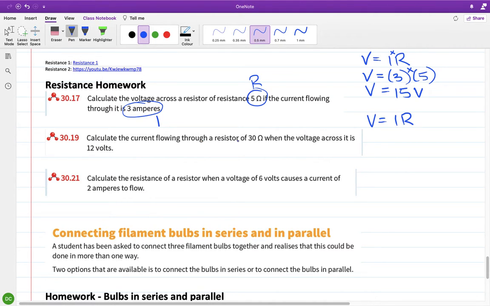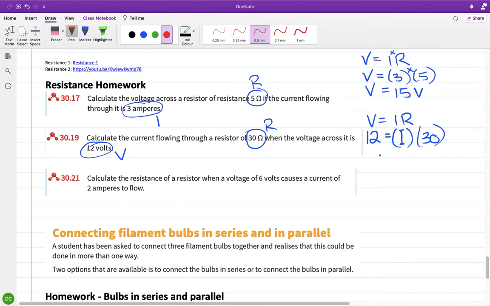Second one, I'm going to start with my formula again. Calculate the current flowing through a resistor of 30 ohms, so that's a resistance, when the voltage across it is 12 volts, which is a voltage. Again, fill in what you know. V is 12. I we don't have, so leave it as I. That's an I, not a 1. And then R is 30.